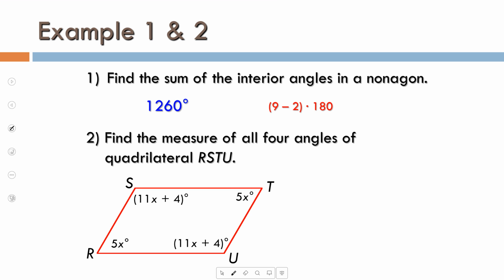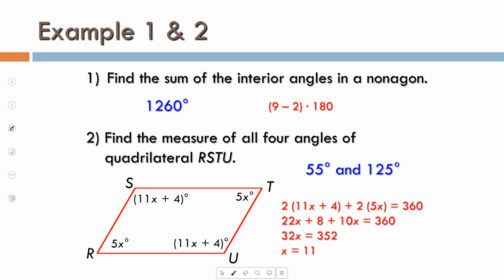Now you might be saying to yourself, that's a parallelogram. I don't even know what that word is. We're not ready for that yet. Let's just take baby steps here. It's a quadrilateral. Add up all 4 angles: 2 times 11x plus 4 and 2 times 5x. I cheated, because I'm a math guy. It has to equal 360. I solve for x, plug it back in.